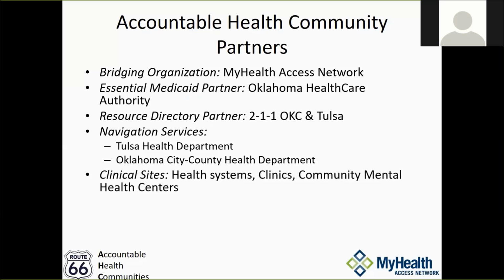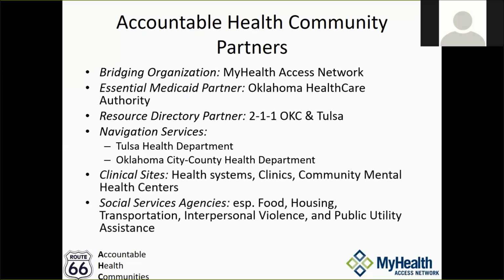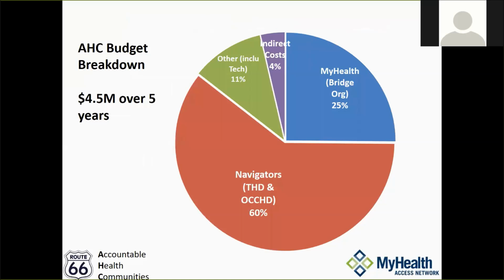And the clinical sites, obviously, we talked about a moment ago. And then finally, the social service agencies, those initial 5 are highlighted here. So our budget to do this work is $4.5 million over 5 years, and that's just the way Medicare set out the budget. So what you see here is that the bulk of our funding, about 60% of it, is to go to pay for those navigators and their navigation service.